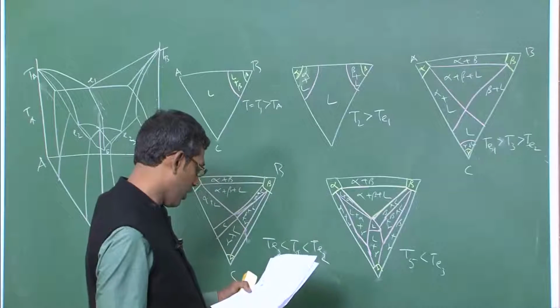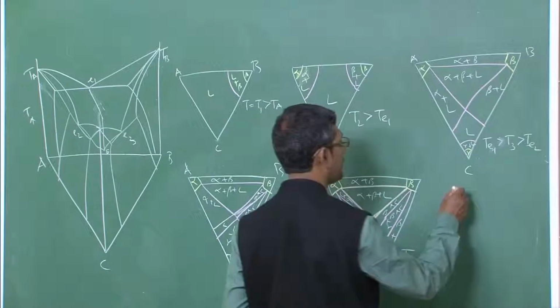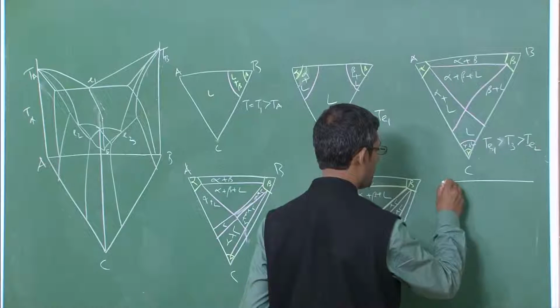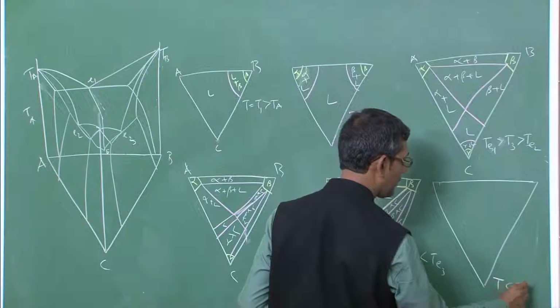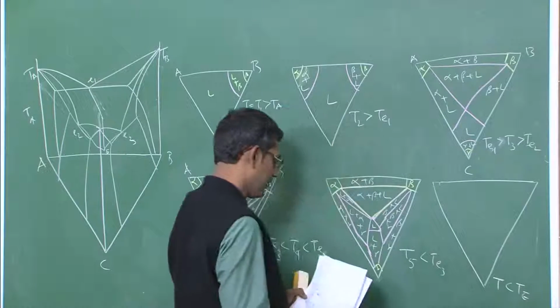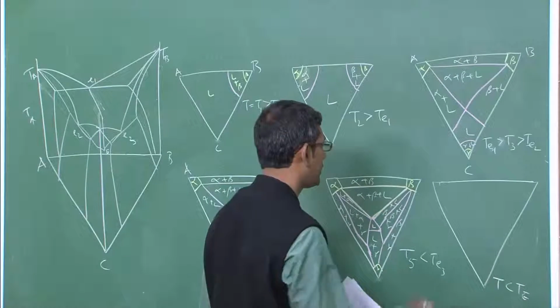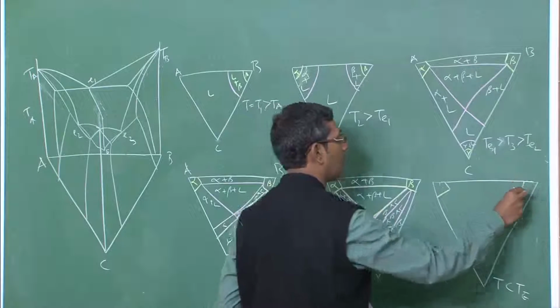So now I am going to draw the last one, which is if the temperature is lower than the ternary eutectic temperature. So T is lower than TE. That is very easy. This is one of the easiest ones. Alpha, beta, gamma.